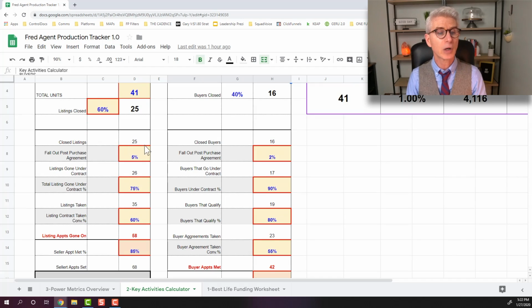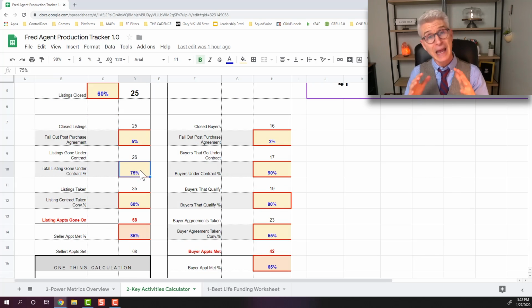So we see that Fred wants to do 25 units. Here's what he assumes. Have you ever had this happen? You have a listing under contract, right? And it gets ready to close and it just blows up, right? So let's assume Fred's saying, okay, of all the listings that he gets under contract, some of them just will not close. And he's estimating 5%. So to close 25, it means he's got to make sure that he gets 26 securely under contract.